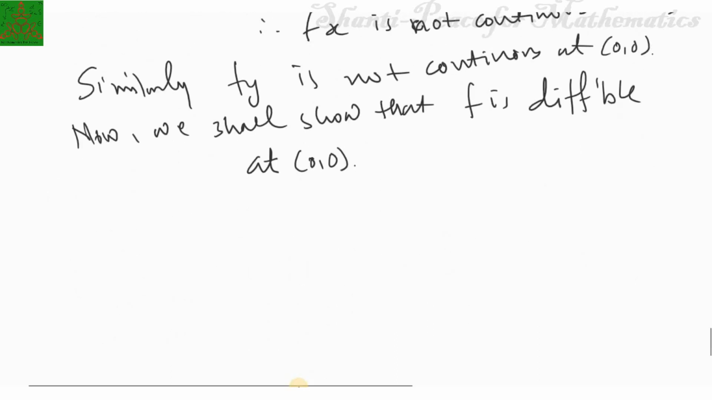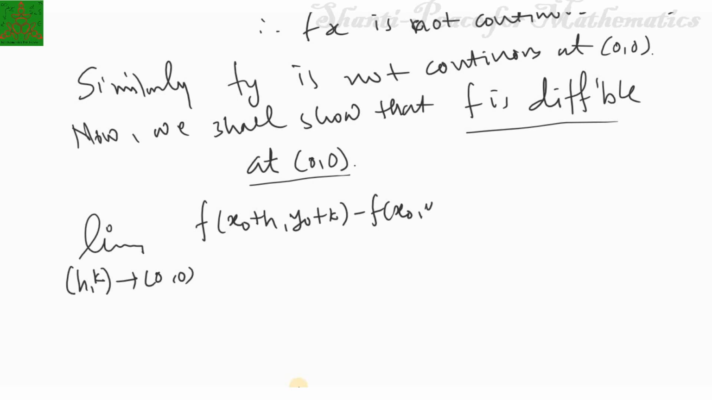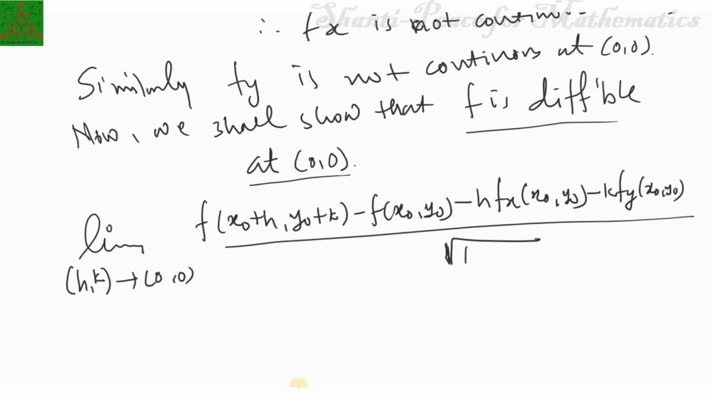So it is enough to prove that. What is the necessary and sufficient condition for differentiability? If you remember my previous video, that tells you that the limit as (h,k) tends to (0,0) of f(x0+h, y0+k) minus f(x0,y0) minus h fx at (x0,y0) minus k fy at (x0,y0), upon square root of h squared plus k squared, equals 0. If we prove this, then we are through.